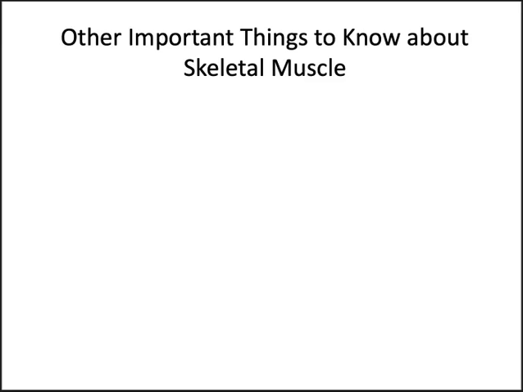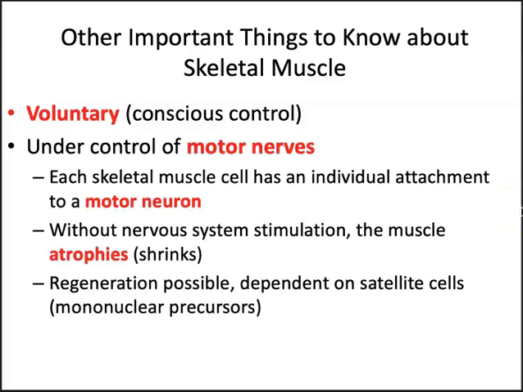All right, a few important things that you'll need to know about skeletal muscle is that it is voluntary. It's under your conscious control. So you can think about whether to move your arm, right? You can think about whether to talk or not. So it's voluntary. And that happens because these skeletal muscles are under the control of motor nerves. Each skeletal muscle cell has its own individual attachment to a motor neuron. And without nervous system stimulation, if they're not getting signals from these motor neurons, the muscle will atrophy or shrink.